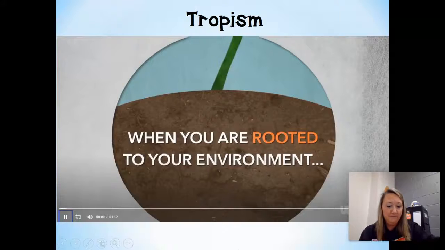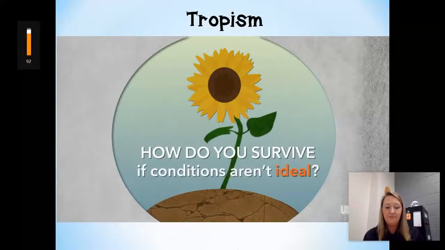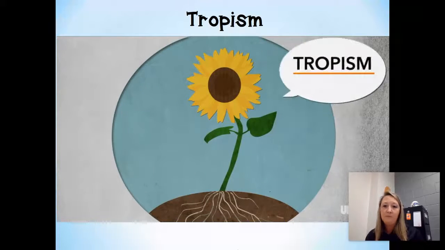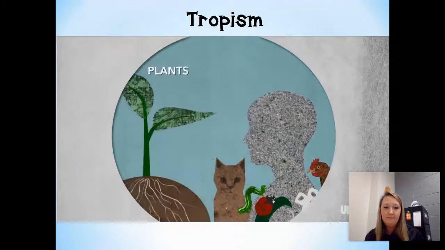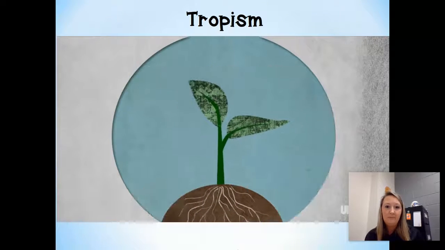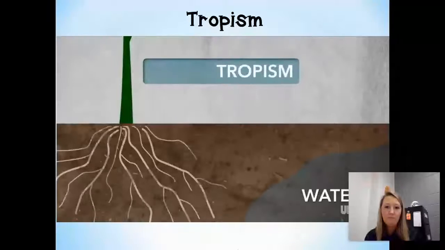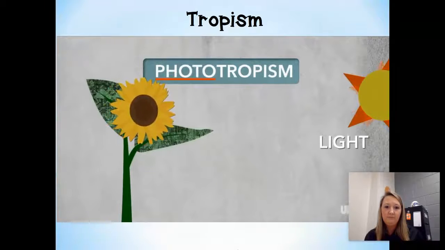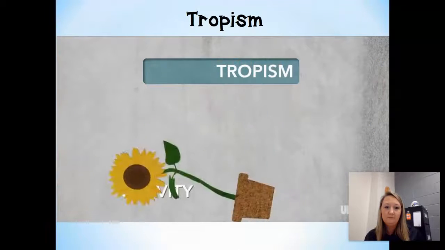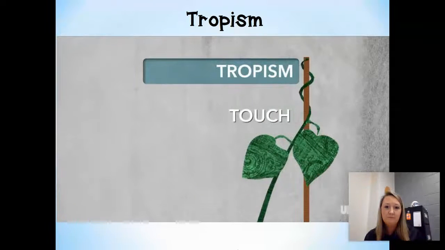When you're literally rooted to your environment, how do you survive if conditions aren't ideal? If you ask a plant, they'll suggest tropism and dormancy. Even though it may seem subtle to us legged creatures, plants can and do move. They can move their roots, stems, and leaves toward or away from different stimulus. Movement of roots toward water, hydrotropism. Movement towards light, phototropism. Movement in response to gravity, gravitropism. Movement in response to touch, so obviously named thigmotropism.